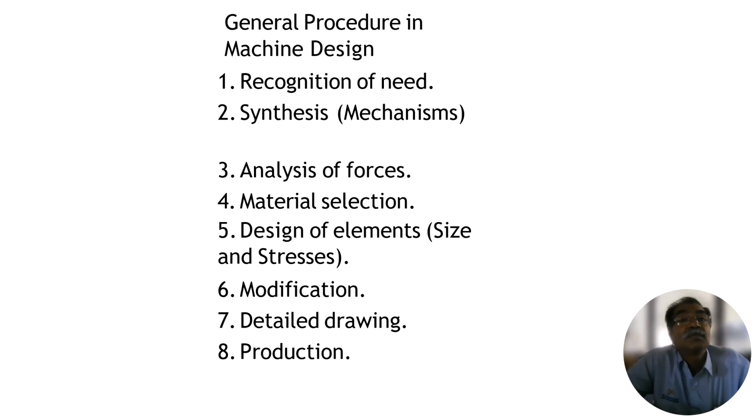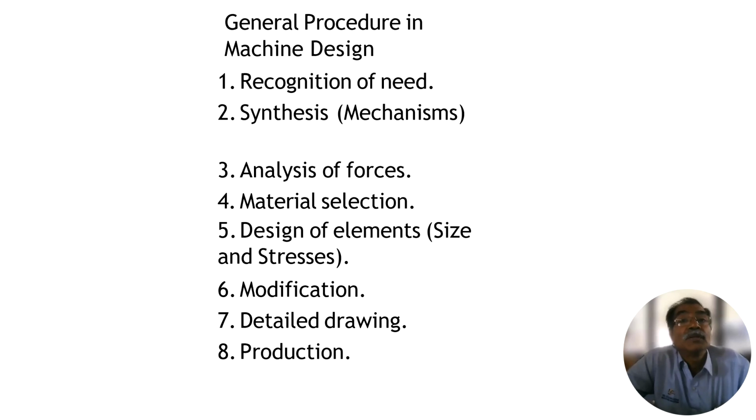We will see the general procedure for machine design. Recognition of need. First of all, we have to make a complete statement of the problem indicating the need, aim, or purpose for which the machine is designed. Next one is synthesis of mechanisms. We have to select a possible mechanism or group of mechanisms which will give a desired motion. Then analysis of forces. We have to find forces acting on each member of the machine and energy transmitted by each member. Next one is material selection.